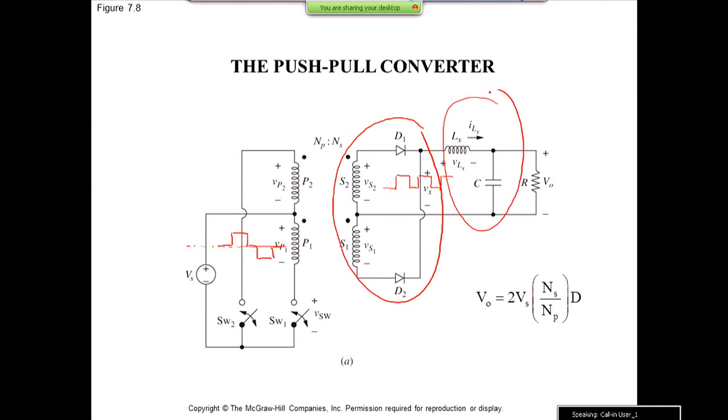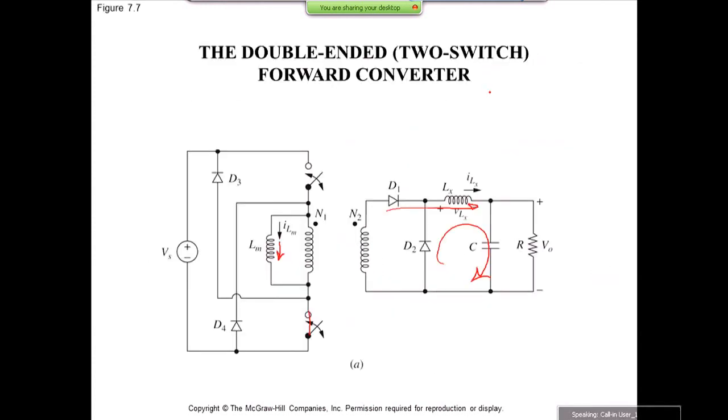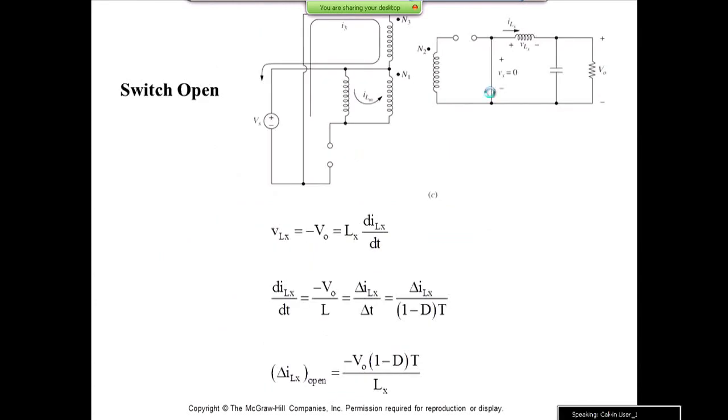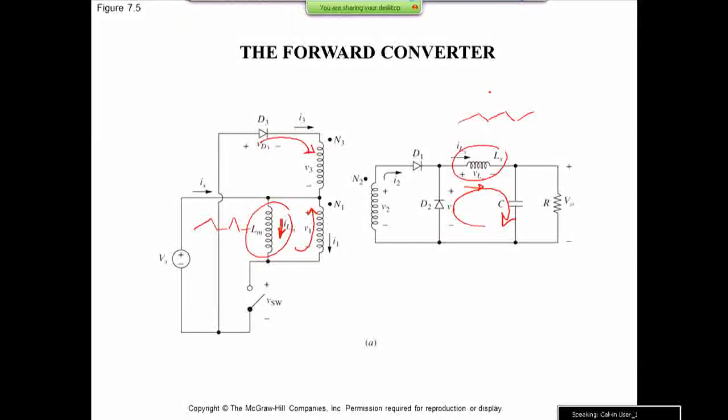Even for the forward topology, you can argue that we are almost doing the same thing. We are generating an AC signal, and if you look at this voltage over here, on average it should be 0. Then if you look at Vx, it's the rectified version of that. All right, so last time when we finished the lecture, we were in the middle of an example for the forward topology. So let's get to that example.